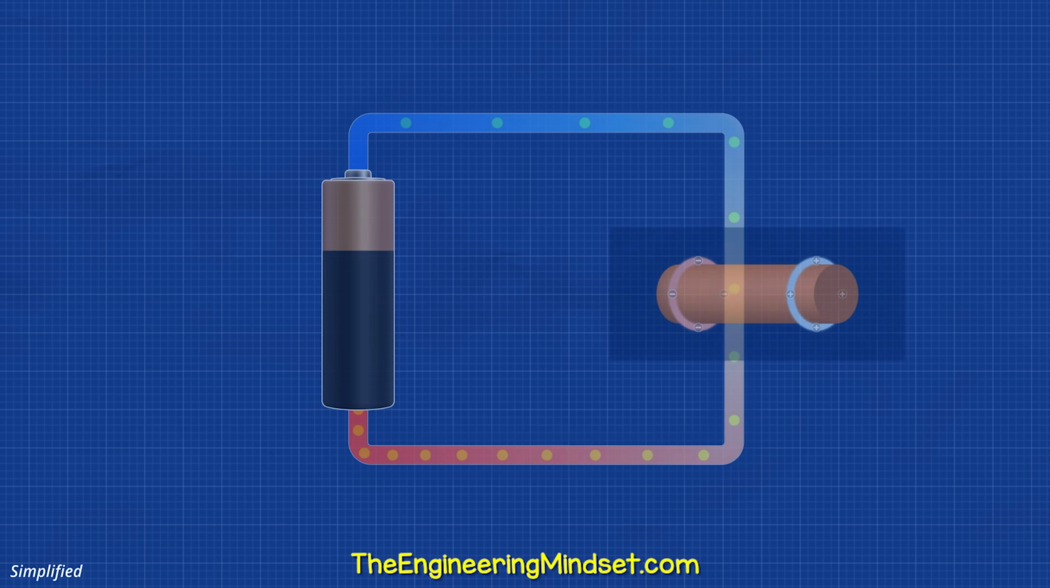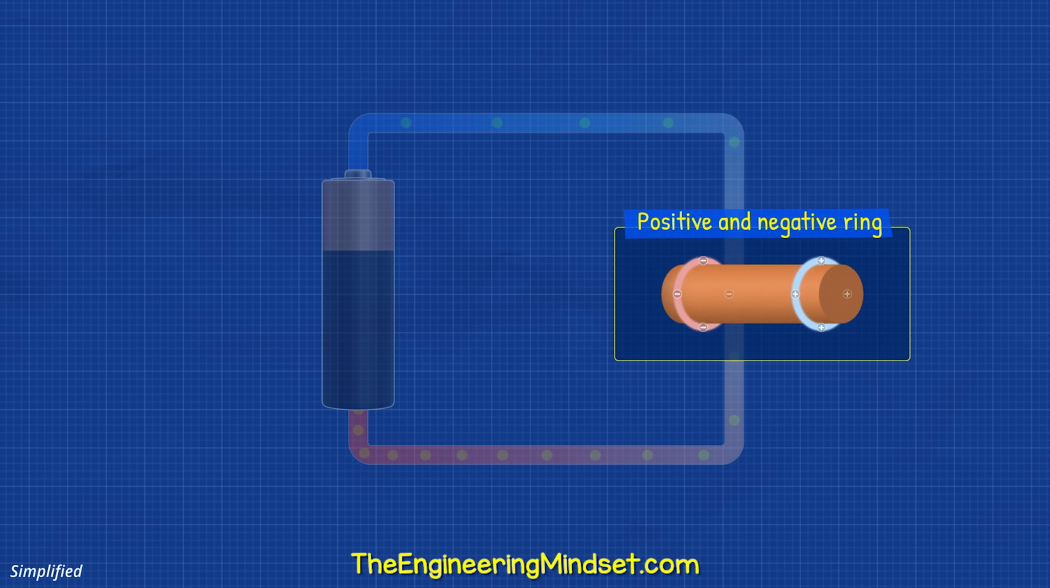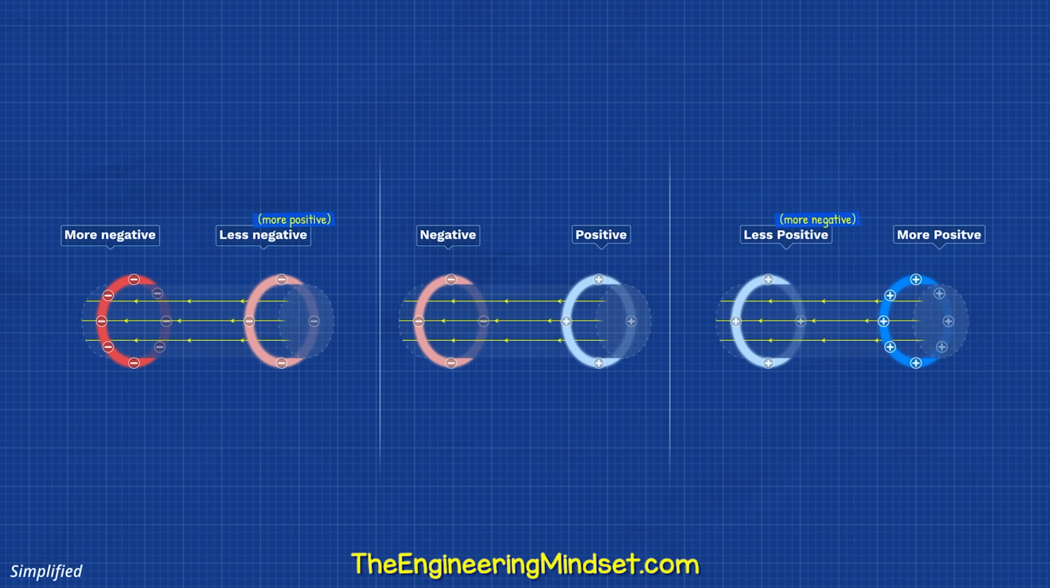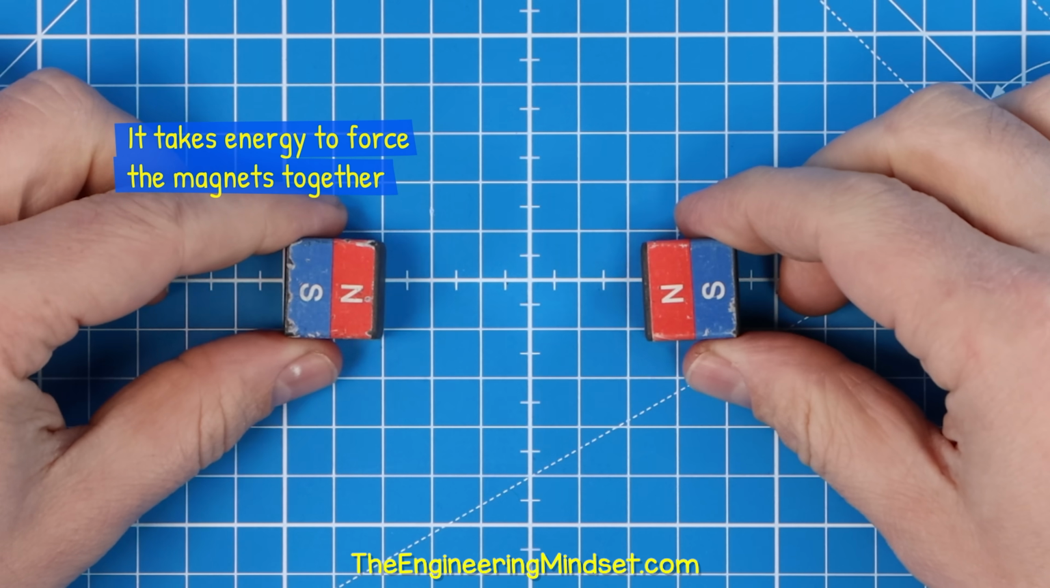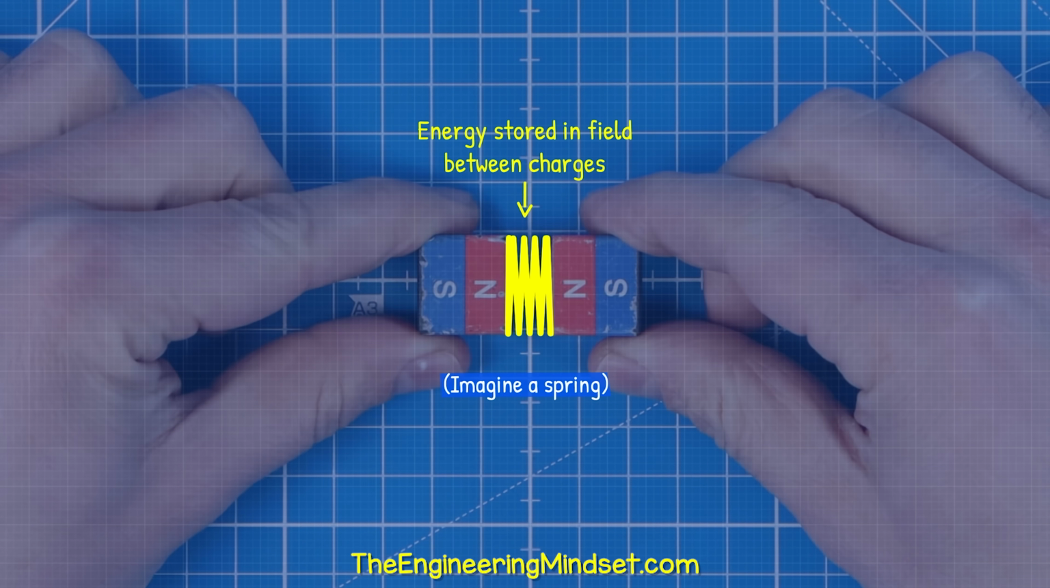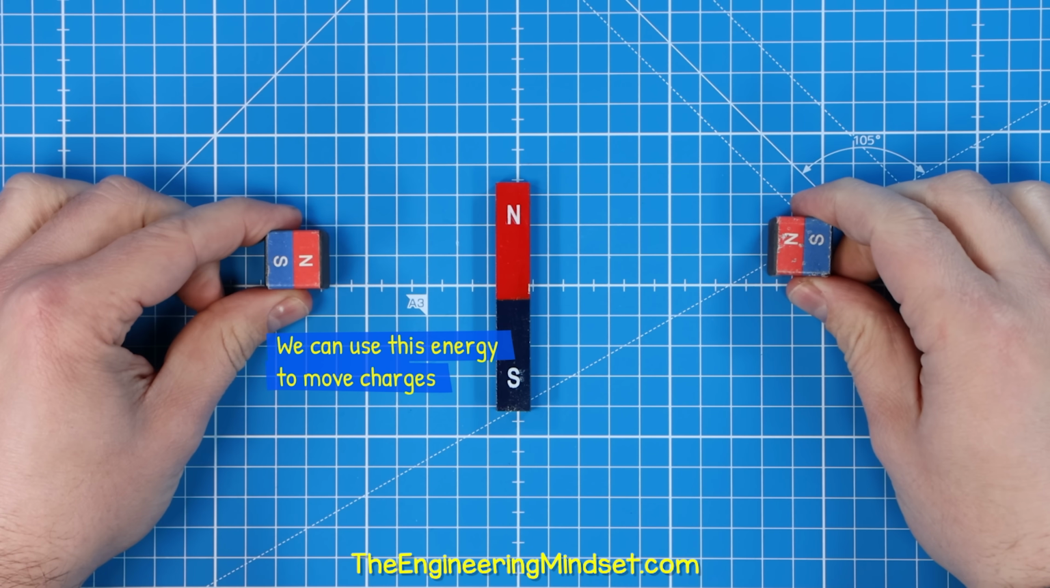So at the transition point, we have a positive and negatively charged ring, and on the sides, we just have two rings which are both negative or both positive, but one is slightly less charged than the other. Whenever we have a difference in charge, we have an electric field which points from the more positive to the negative. So an electron in this field will be forced towards the less negatively charged region. If you imagine it takes energy to force these repelling charges together, the energy is stored in the field between them. We can use this to move other charges.